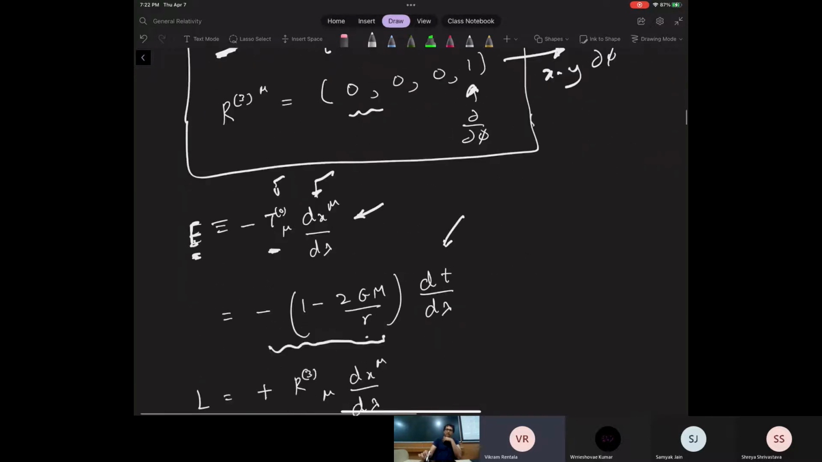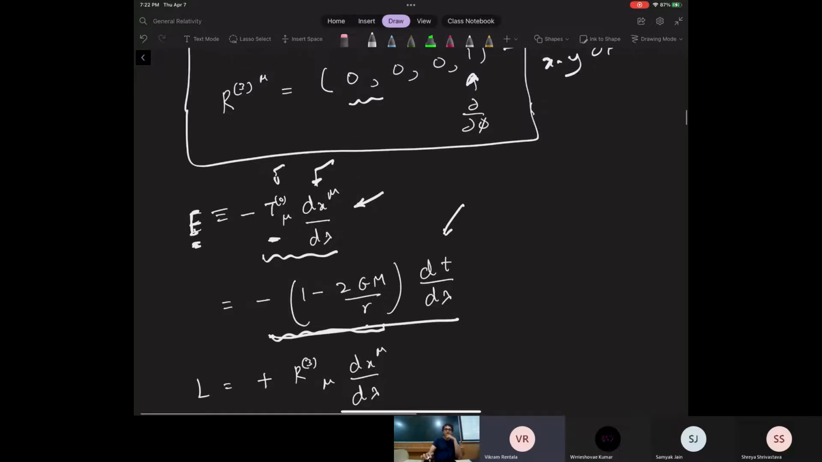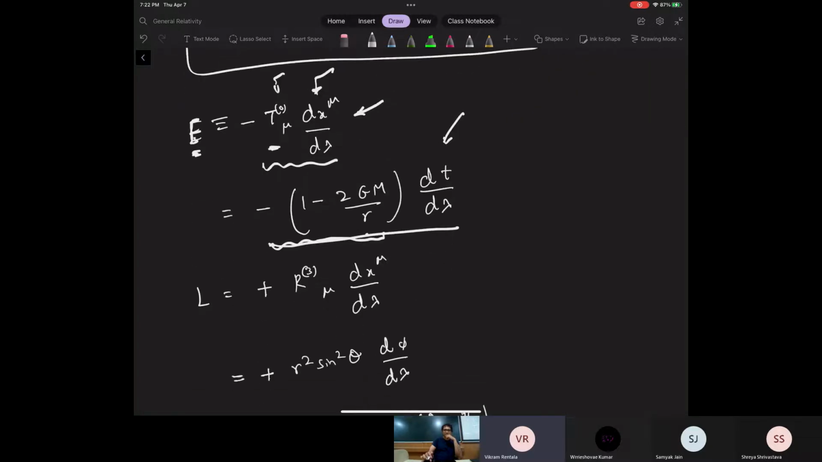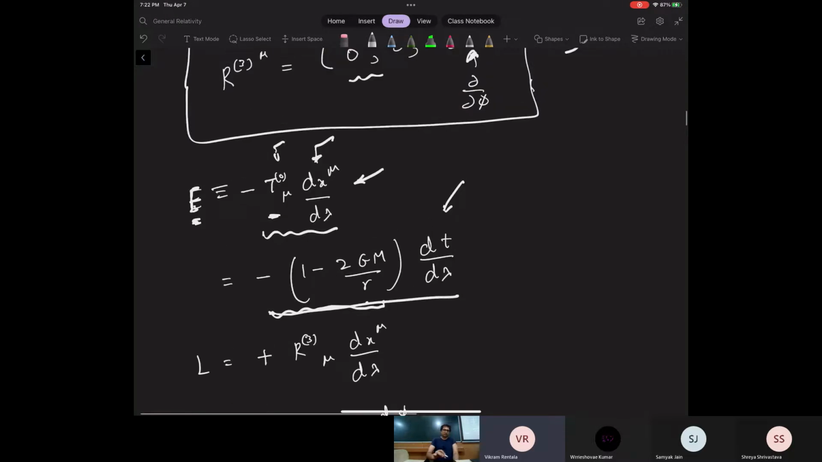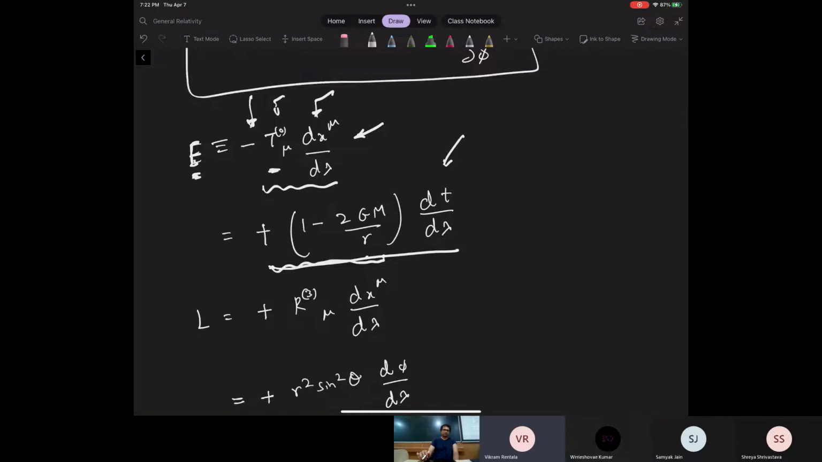So what I get when I take this product and sum over mu is just minus 1 minus 2 gm by r dt by d lambda. So then the sign will be positive. The first metric component itself is negative. Yeah, thanks. Let me recall whether the definition had a minus sign or not. Certainly, if we choose a minus sign in the definition, we get a plus sign. So I agree with that.